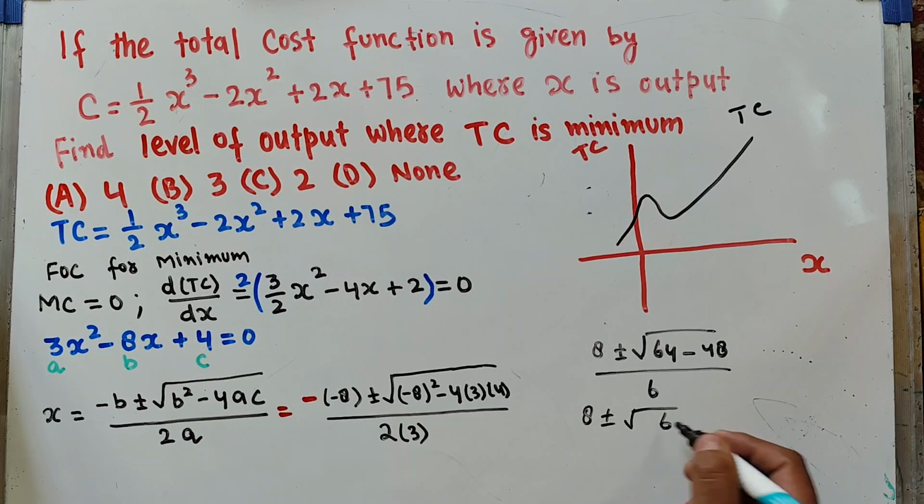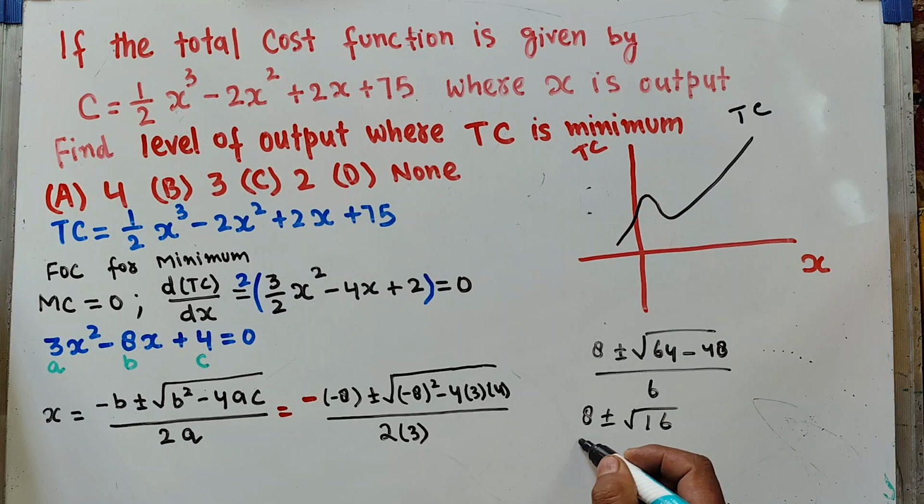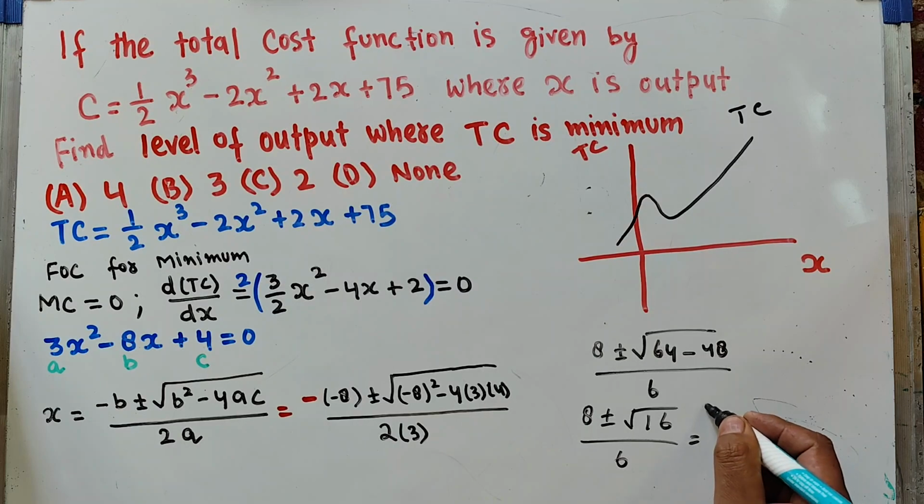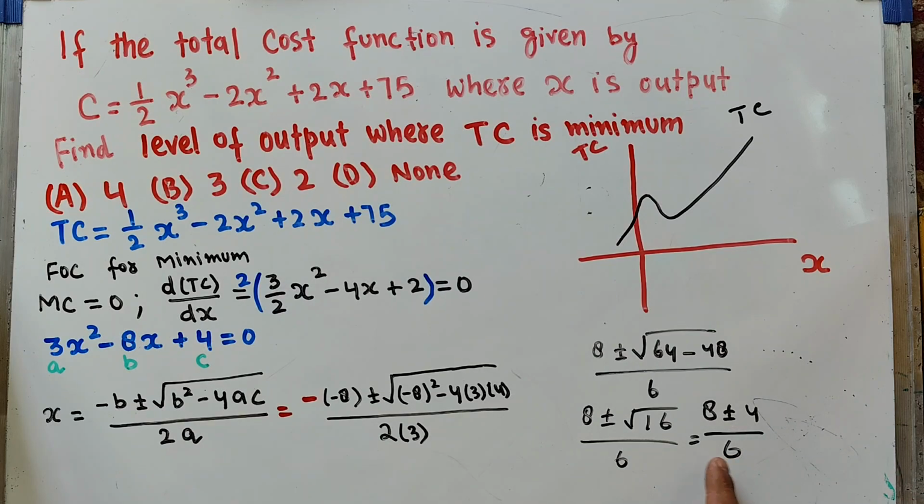So here it is 16 divided by this step, it becomes 8 plus minus, 16 is a perfect square, so it is 4, divided by 6. I hope you are getting what I have done here. Let me write it here. x is equal to 8 plus minus 4.